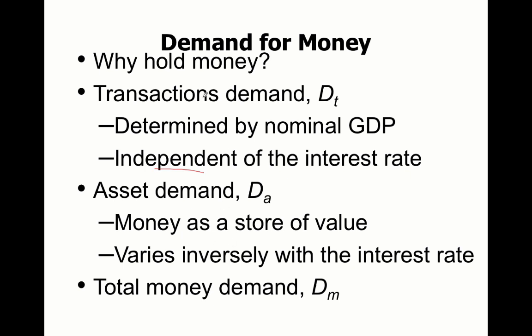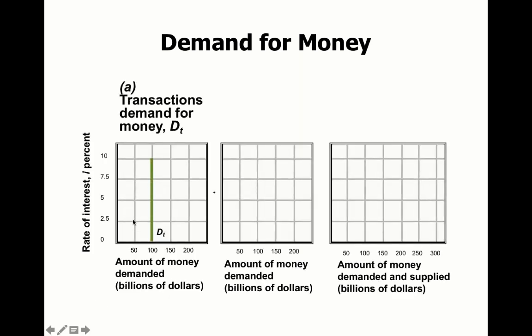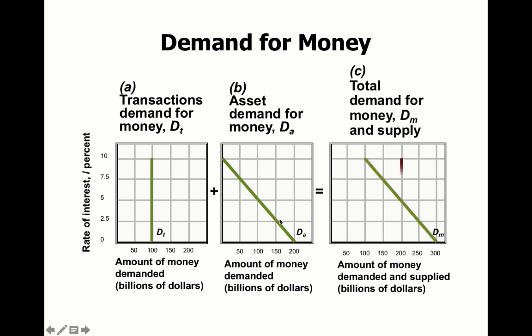We add these two together, our transaction demand and our asset demand, in order to come up with our total money demand. So here's what it looks like graphically. Our transaction demand is independent of interest rate. Whenever we have a vertical line, we know that means independent of whatever is on the other axis, in this case, the interest rate. Our asset demand is downsloping. It varies inversely with the interest rate. So when interest rates are low, our demand to hold money is high. And then we just add those two.